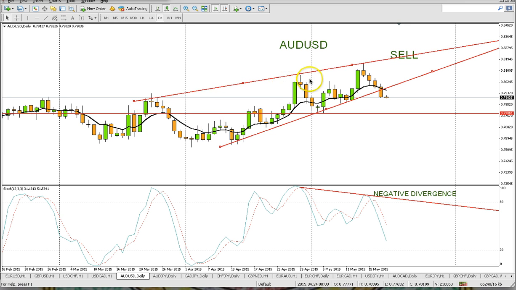Here's the channel on Aussie dollar. There's the break of the channel, so we should continue to see this. If you haven't taken this trade, take it now and put your stop loss above this candle here. This should continue all the way down to 77.85.